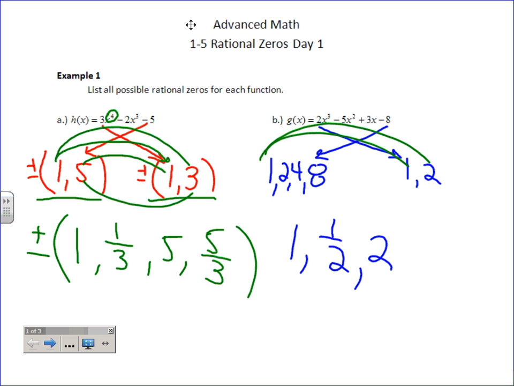And then we went and took 2 over 1, and then, well, when we did 2 over 2, that's just 1. We already have that. You don't have to write it again. So now let's go 4 over 1.